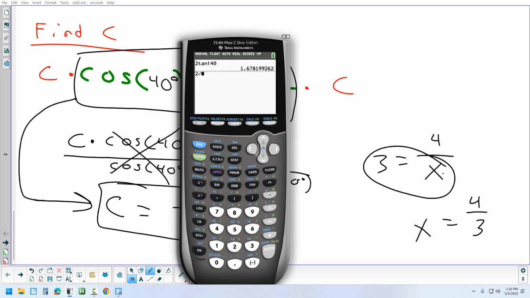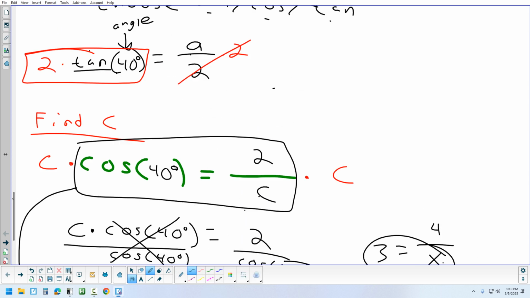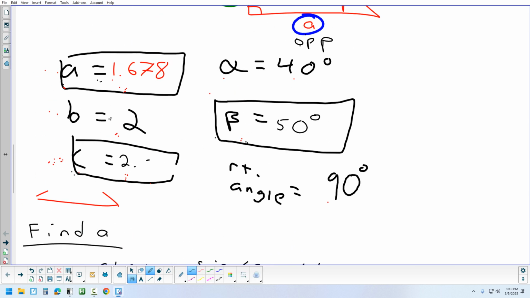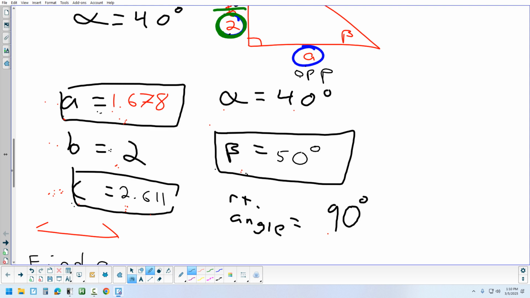2 divided by cosine 40. I didn't close the parenthesis. It's not a big deal because there's nothing else that was typed in after it. So 2.611. So that's c. And that's how you solve a triangle. So we found everything that they wanted us to find.